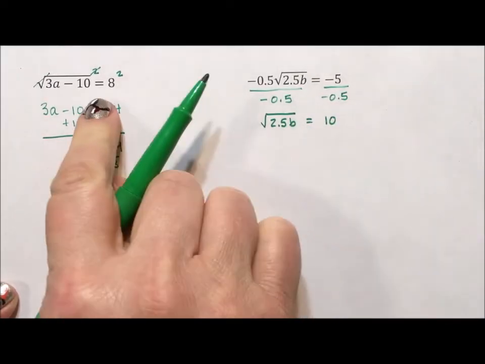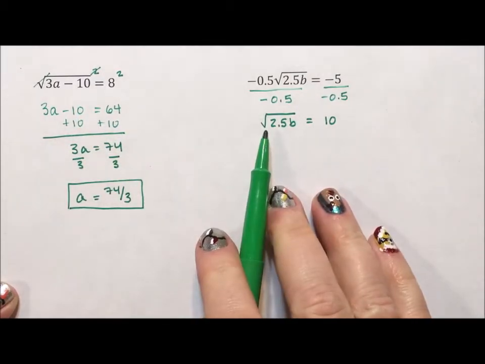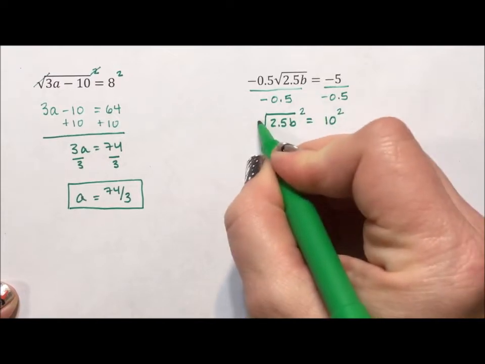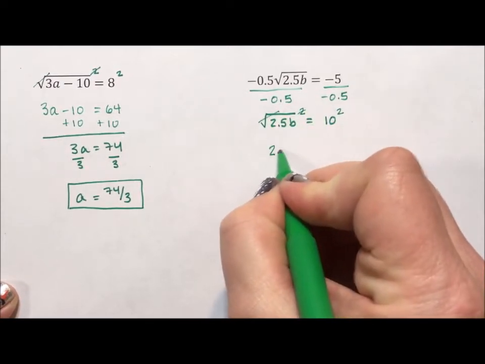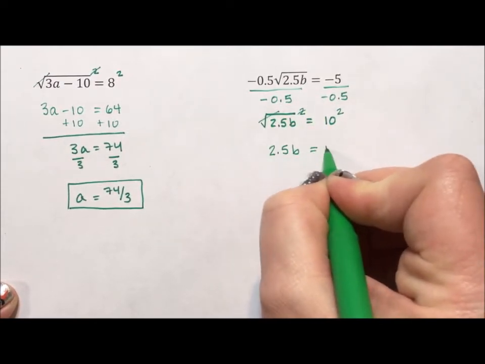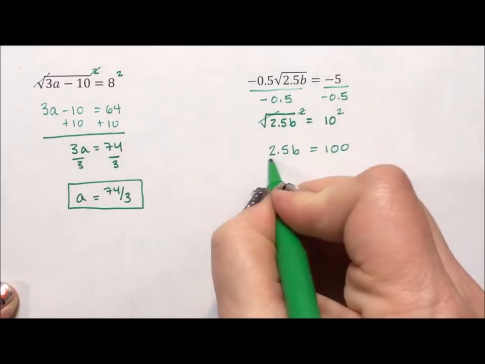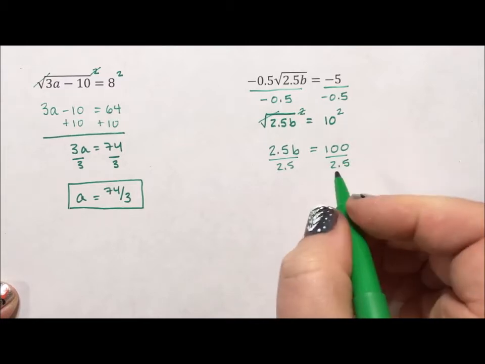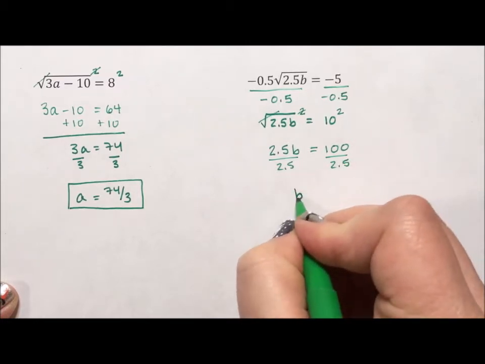All right, now we're at the same point as we were in the first problem. We have a square root of something equals 10. To undo the square root, we square both sides. We have 2.5b equals 100. We divide by 2.5. And we get that b is equal to 40.